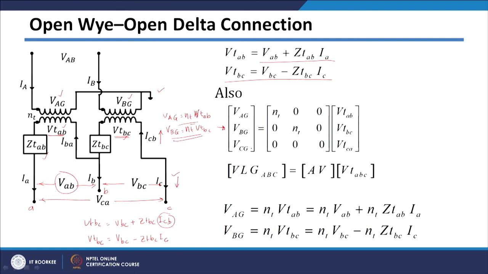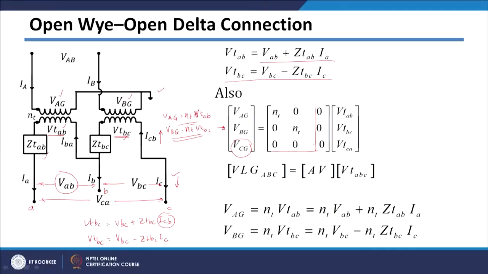There is no VCG voltage because the third transformer is not there. So we can put 0 0 0 as a column as well as a row, and VTC is also not there. That is why we have just augmented this matrix by putting 0 0 0. In that case your AV matrix will be this modified AV matrix, and this will be nothing but your VLG ABC, because they are line to ground voltages.